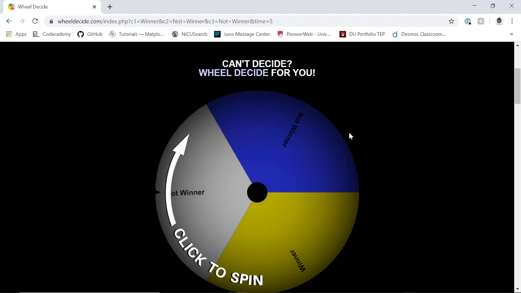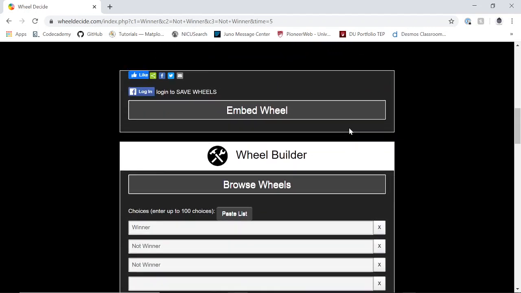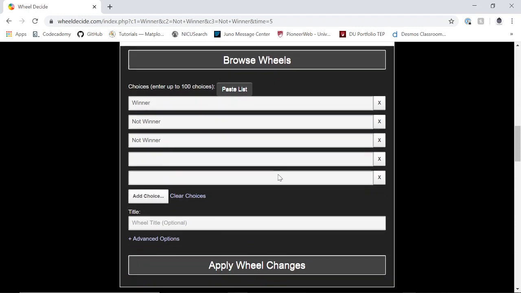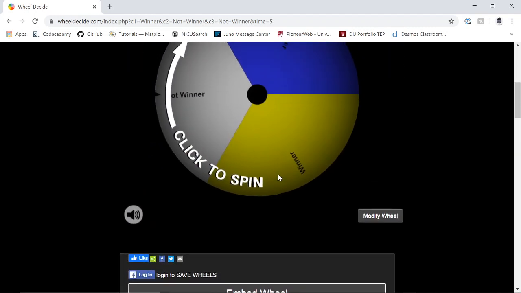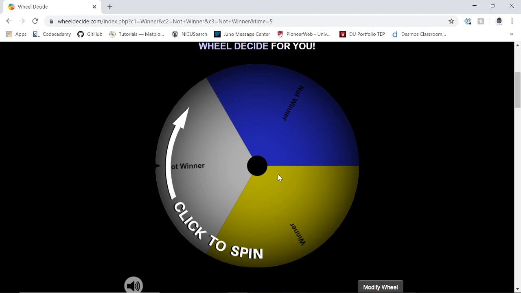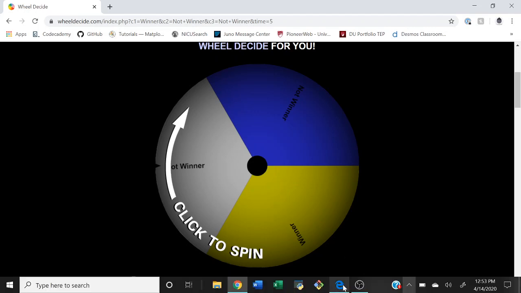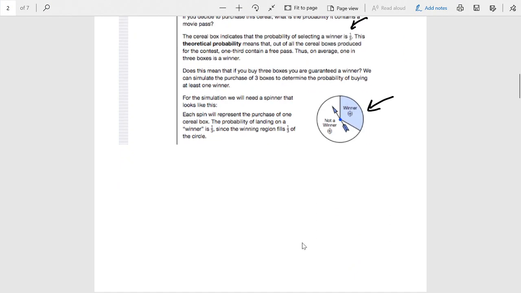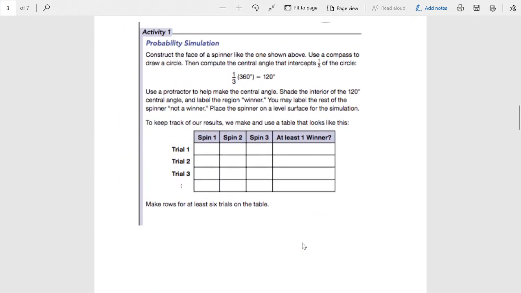And I've created a spinner. You can do the same by just going down when you get to the site and plugging in winner, not winner, and not winner to represent 3 sections, 1 of them being winner, 2 of them being not winner, just like those boxes. So that we can go ahead and spin in order to figure out what is our experimental probability. So you can do this as well if you don't have the materials to actually create a spinner. So this is our first activity. And yes, when you do make it in real life, your sections would be 120 degrees each, but with ours, we already have it created.